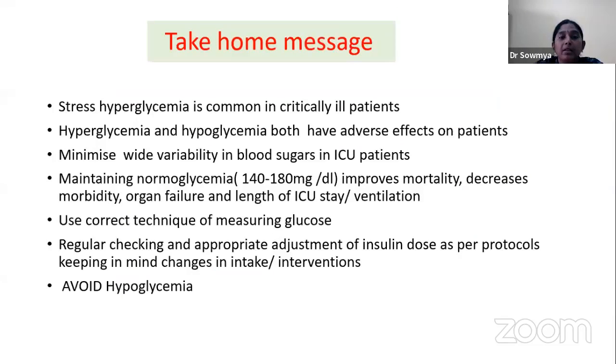So what is the take home message? Stress hyperglycemia is common in critically ill patients. Hyperglycemia and hypoglycemia both have adverse effects, so both should be monitored. And we have to minimize the wide variability in the blood sugars in ICU patients. Maintaining normal glycemia, that is, the target value of 140 to 180 milligram per deciliter, improves mortality, decreases morbidity, decreases the organ failure incidence, decreases the length of ICU stay, and even decreases the ventilation days.